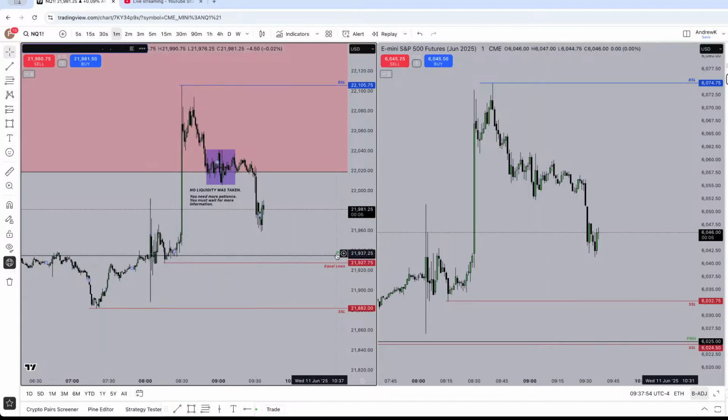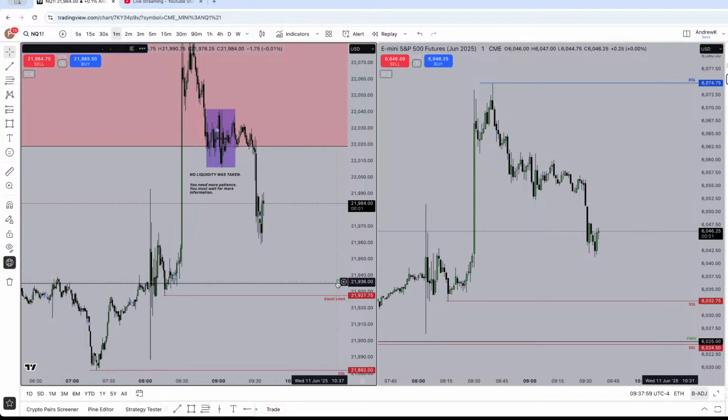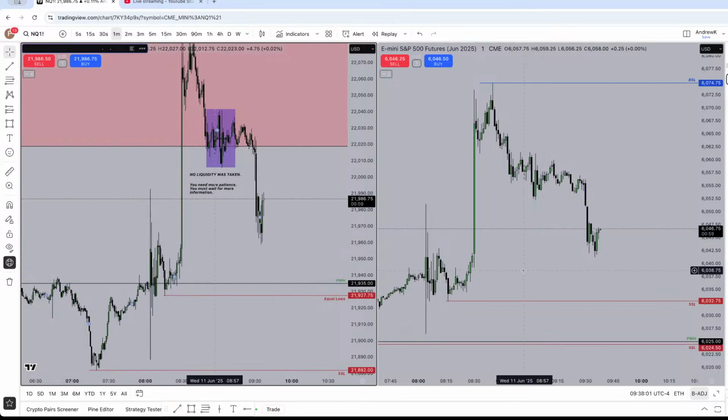But guys, a lot of people do not keep this stuff on their charts, and they should. The previous week highs, previous week lows, daily highs, daily lows, those are key references from a higher time frame perspective.